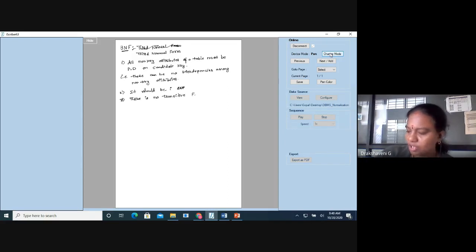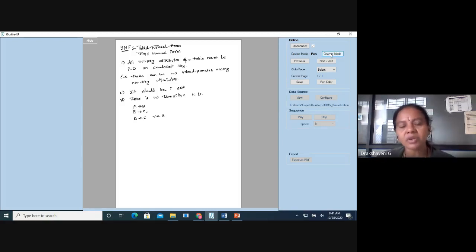Transitive functional dependencies. So what do we mean by transitive functional dependency? You would have seen this in your mathematics. Suppose A determines B and B determines C. Then how do we say transitive dependency? A determines C, via B. So this is what is called a transitive dependency.